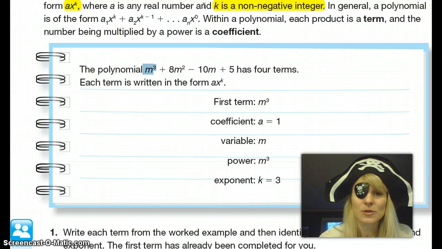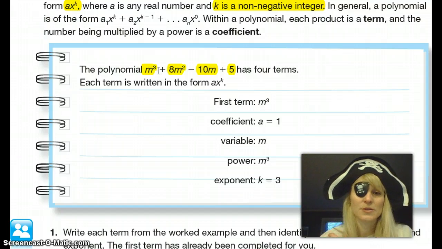This right here is term 1. This right here is called term 2. This right here is the third term. And then this right here is the fourth term. So this has 1, 2, 3, 4 terms in this polynomial. Each term is a variable with its product or exponent. So here this has a coefficient of 1. The variable is m, and the power is to the third. And then it's a polynomial as long as this exponent is a positive whole number or a non-negative integer.